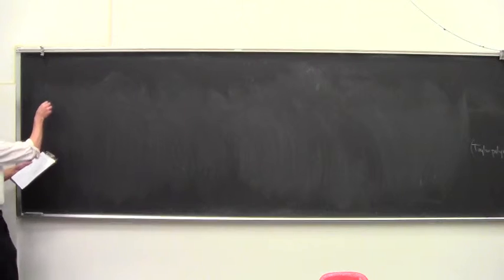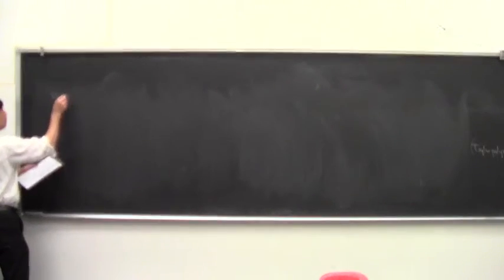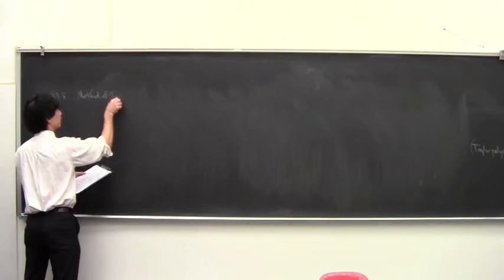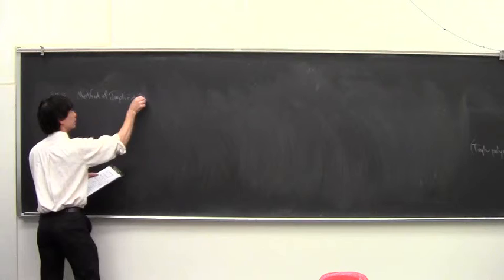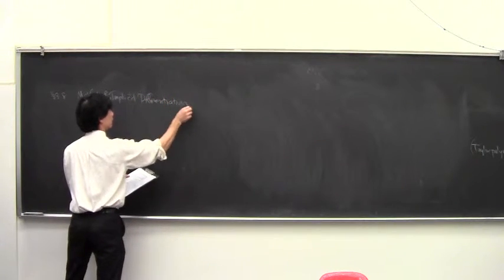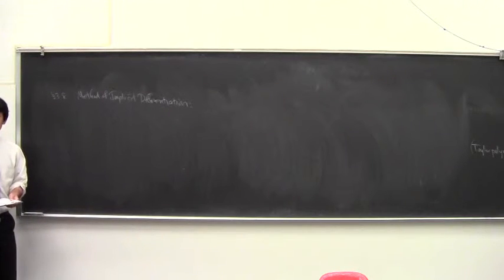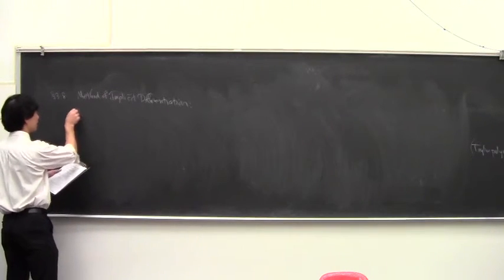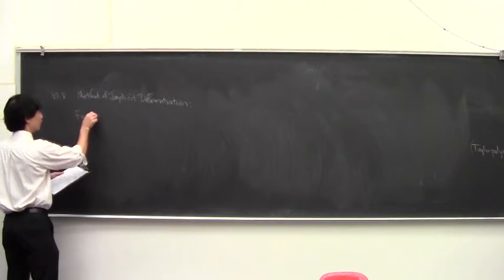Okay, so let's go on to section 3.8, which is a really interesting section. Something called the method of implicit differentiation. So here is the sort of example problem.